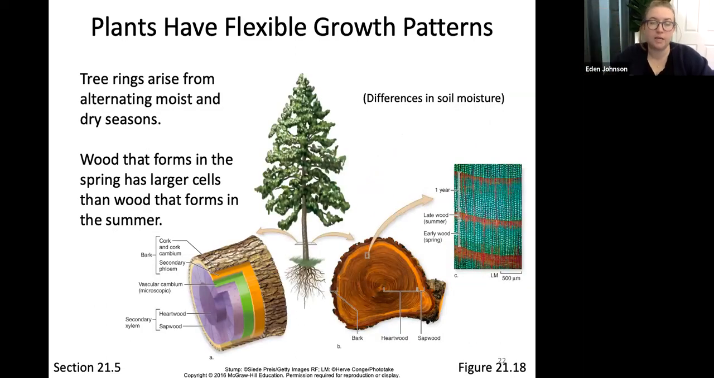The rings on the trees arise from alternating wet and dry seasons. So when you have your wet and dry seasons, you're going to have these really large cells and then these really small cells, okay? So early wood has these really big, gigantic, healthy cells. That's from the spring. And then these darker layers are the late wood, and that's from every summer. It's growing less in the summer.